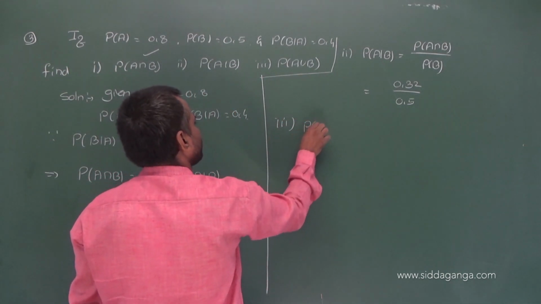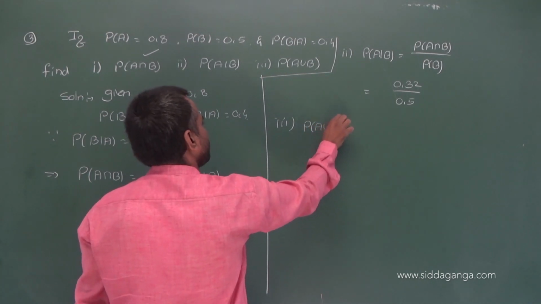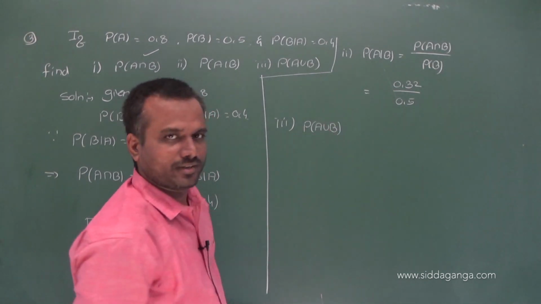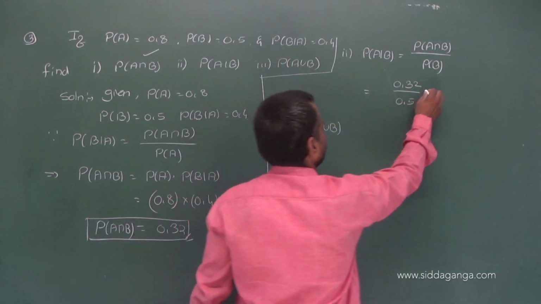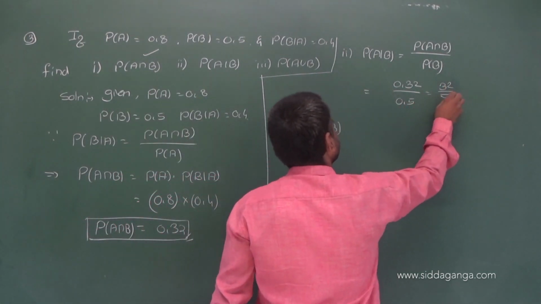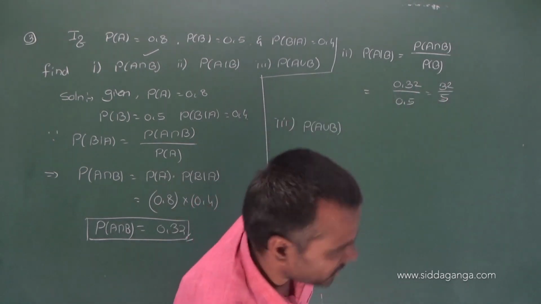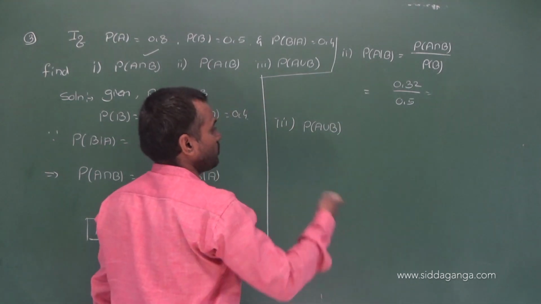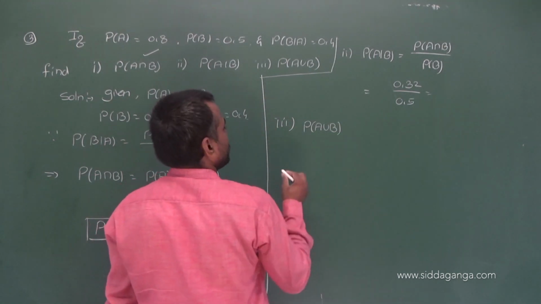Third one, P of A union B. 3.2, not 32, 3.2 divided by 5. If you multiply, then you calculate and find out the answer. P of A union B.